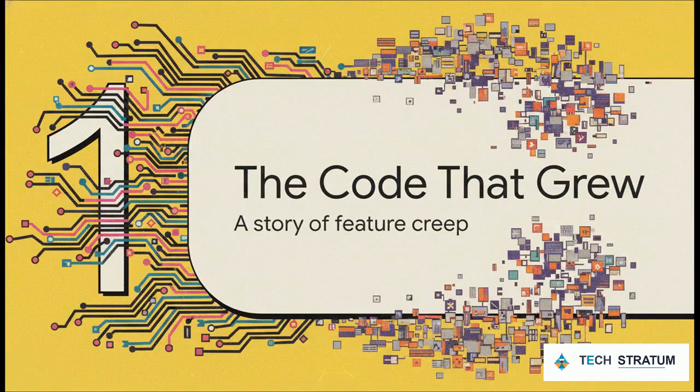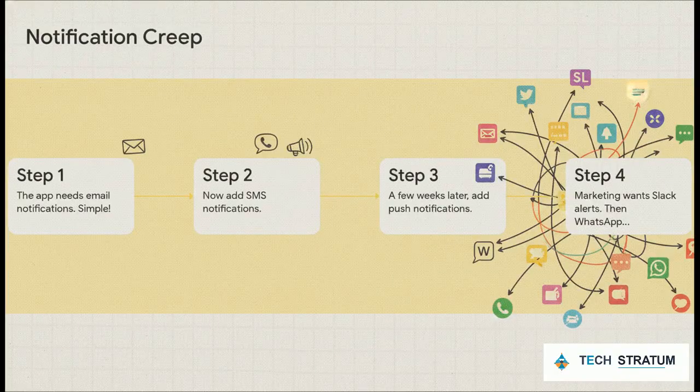All right, so let's walk through a scenario that I'm sure is going to feel very familiar. We'll call this section The Code That Grew, and it's the classic story of how feature creep can sneak up on any project. It all starts so innocently, right? Your app needs to send some emails. Easy. You whip up a simple class, and life is good. But then the product team says, hey, we need SMS too. So you add an if statement. Then comes push notifications. Okay, another else if. Before you know it, bam! Marketing's at your door asking for Slack alerts, then WhatsApp, and your once simple logic is a total mess.